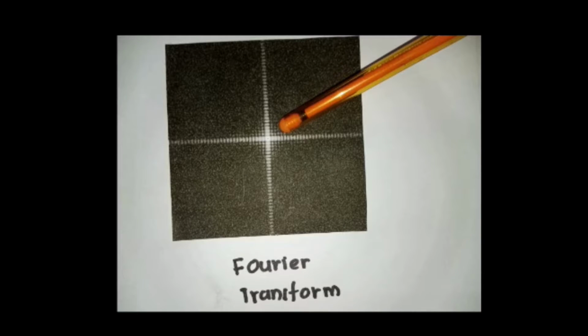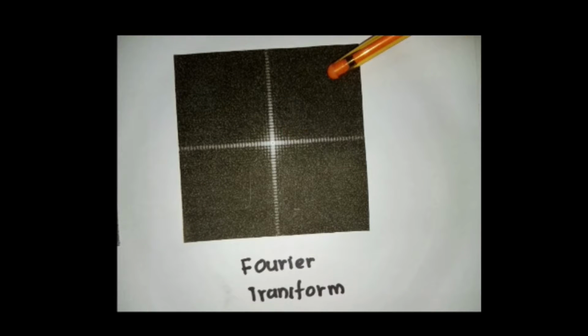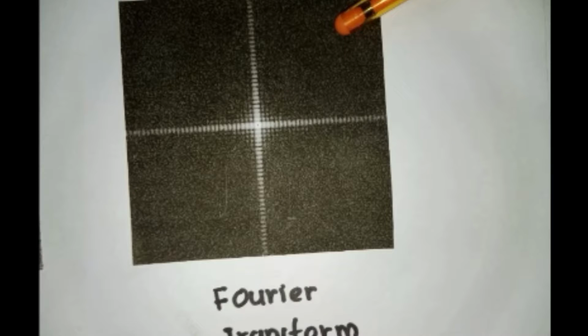The center of the Fourier transform plot represents the amplitude at the low frequency sine and cosine waves that make up the image, while the outer regions represent the high frequency waves.